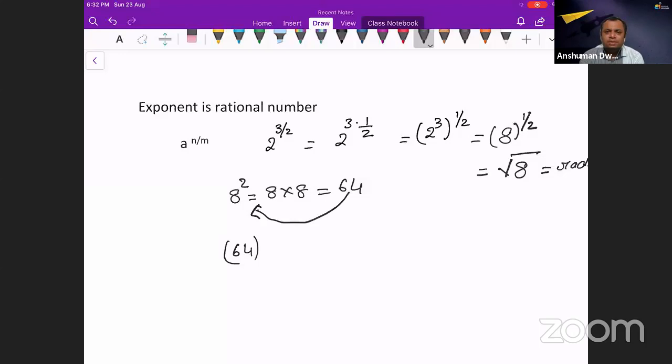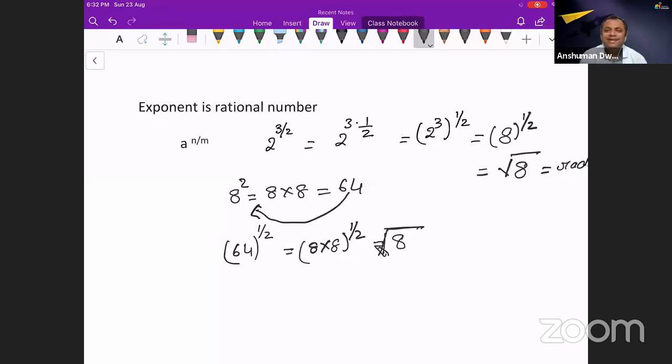1 by 2. It's like you reverse the fraction. So 2 becomes 1 by 2. That means 8 square into the power of 1 by 2. So instead of multiplying, we'll have to divide, right? So this is 8. And this is what is square root.